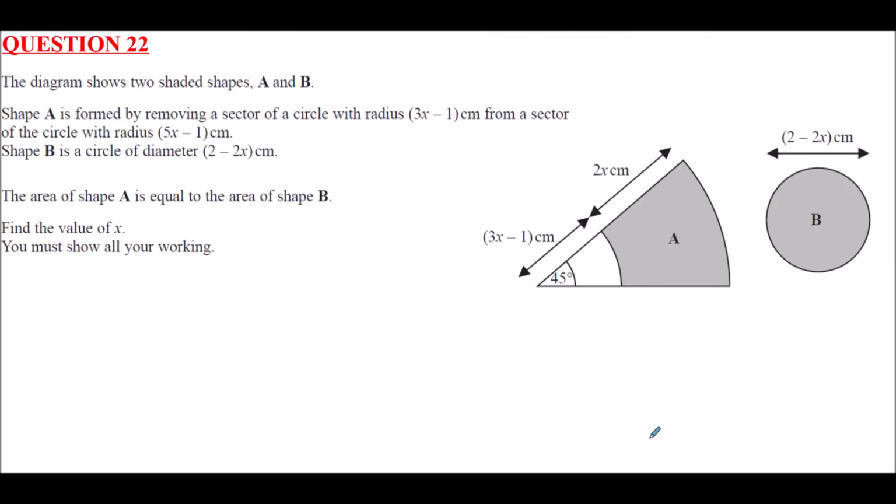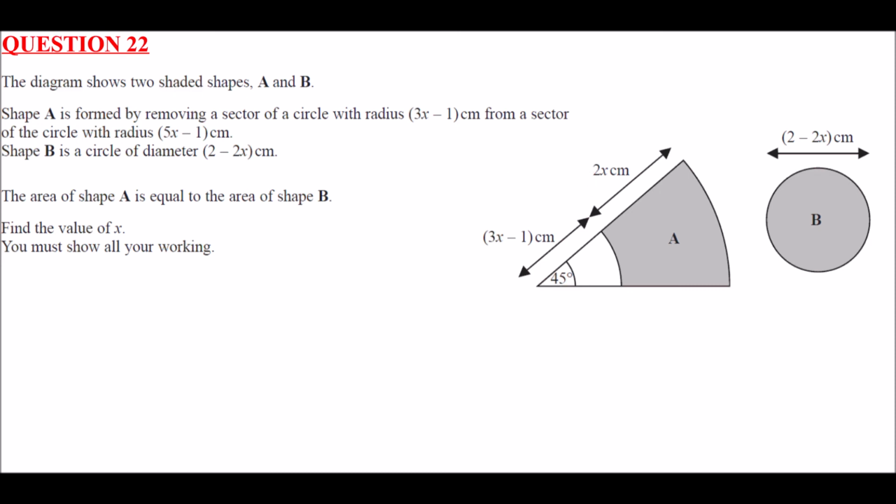Question 22, we've got some circle geometry to consider here. So we've got 2 different diagrams with 2 different circle sections, well, a whole circle B and a circle section A. So it says here about shape A. So shape A is formed by removing a sector of a circle with radius 3x minus 1 from a sector of a circle with radius 5x minus 1.